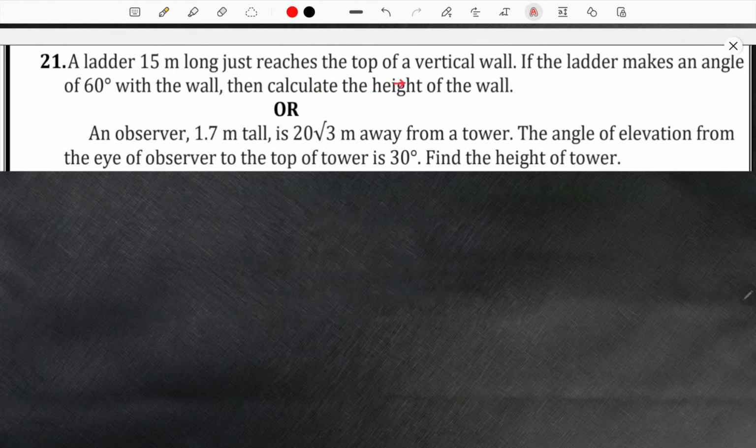Usually this applications of trigonometric question do not come in 2 marks. It usually comes in 4 marks. But this Chitti creation person has added this question. But it's okay, no problem. We'll get some idea. Let us solve these questions.